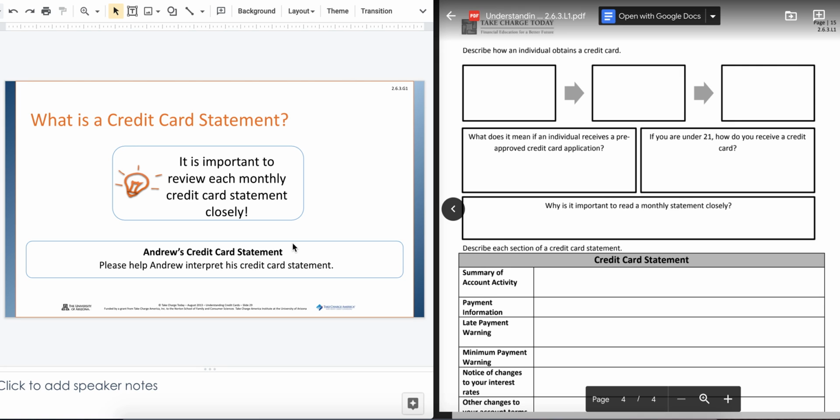It is really important that we look over this credit statement every month because that's how we're going to identify if our credit card has been used fraudulently. If you are not checking your credit statement, then you don't know if people are actually charging on your card or not.